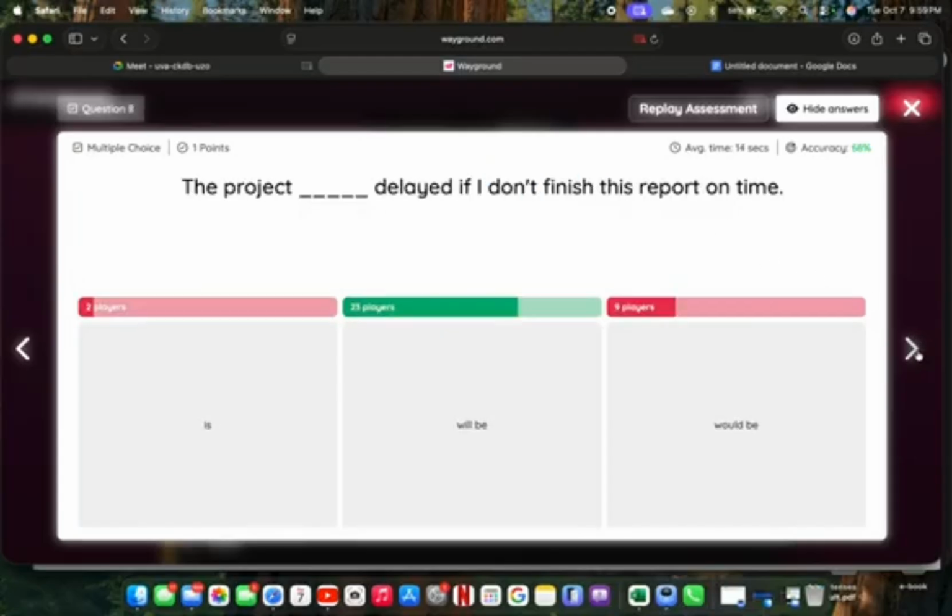And then for the next question, the project will be delayed if we don't finish the report on time. Will be delayed. Yep. Delayed here in this context is not a verb, it should be an adjective, right? The project will be delayed if we don't finish this report on time. Delayed here is actually will be delayed.